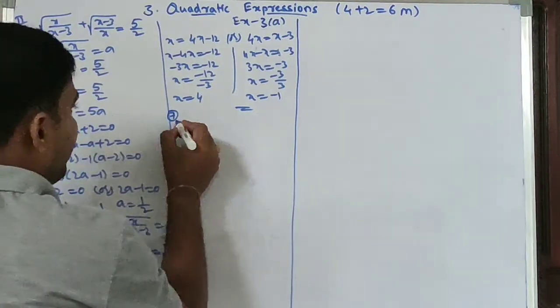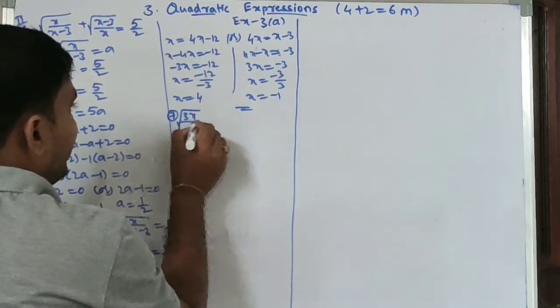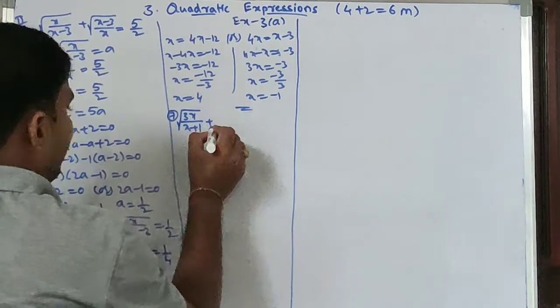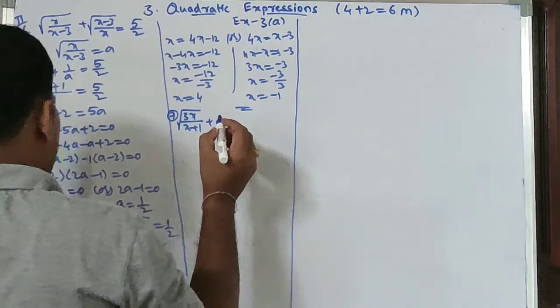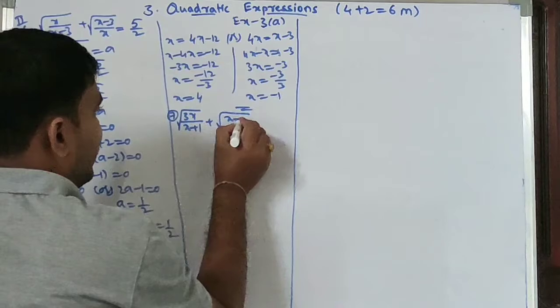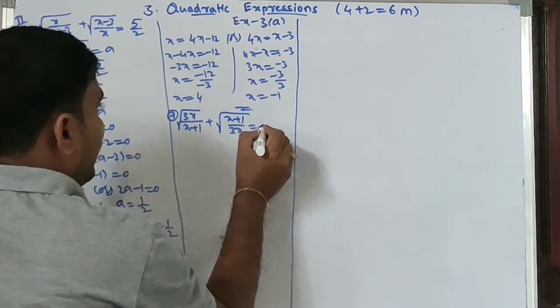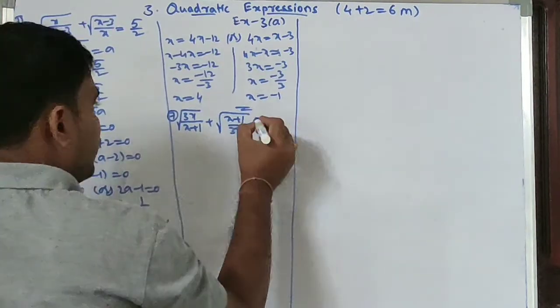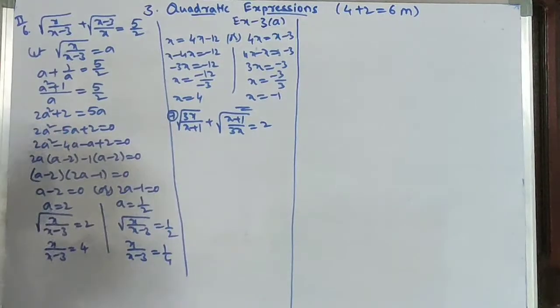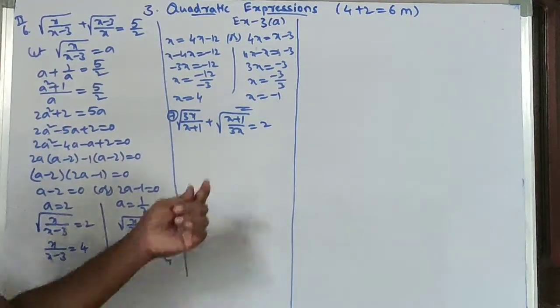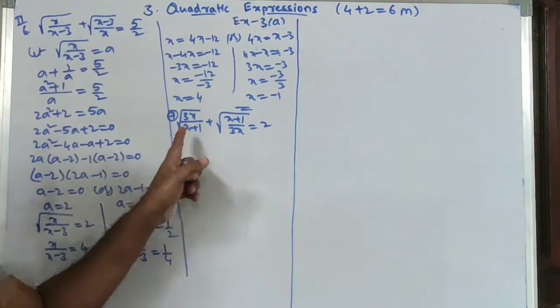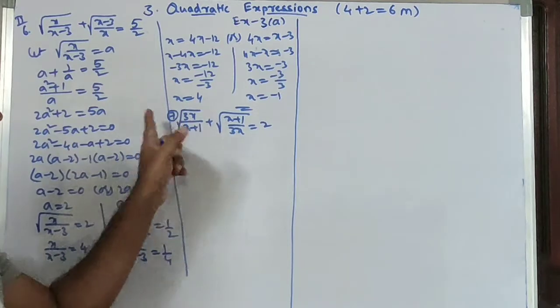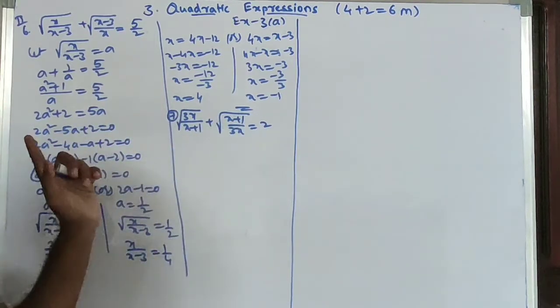Under root of 3x by x plus 1 plus under root of x plus 1 by 3x equal to 2. So this is the question. In this question, this is the reciprocal of this one, and this is the reciprocal of this one.